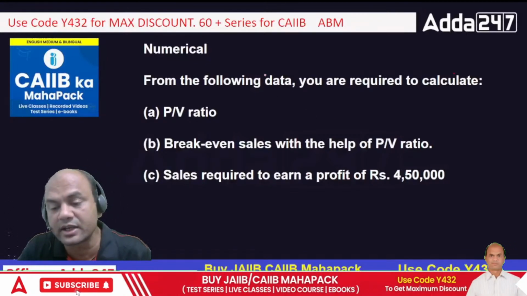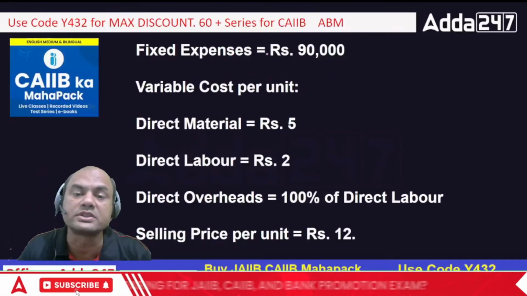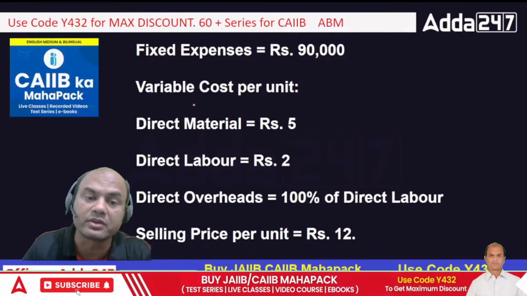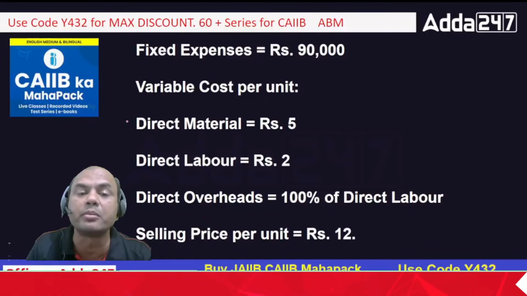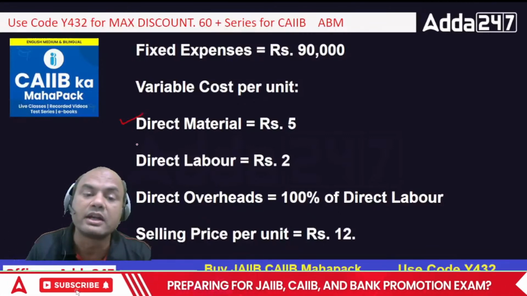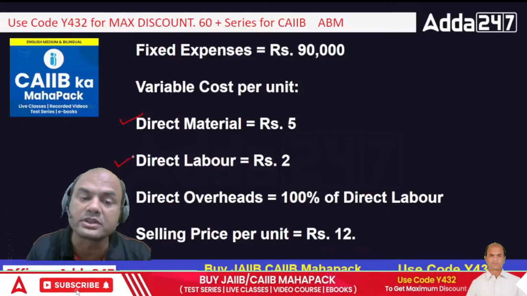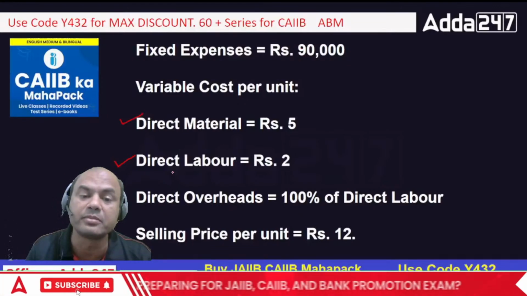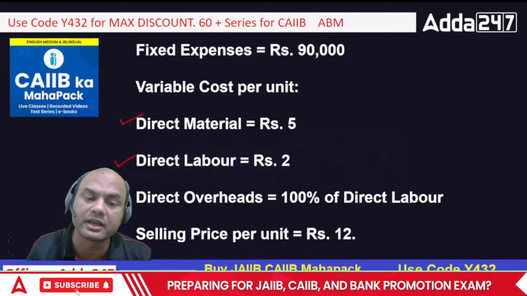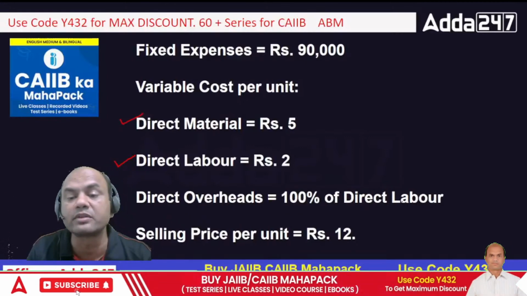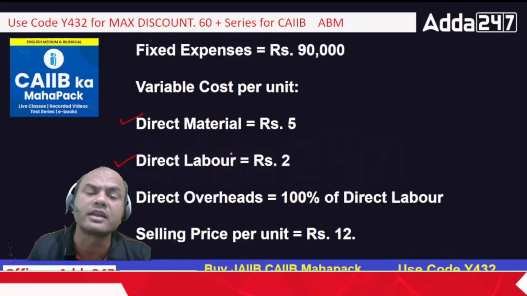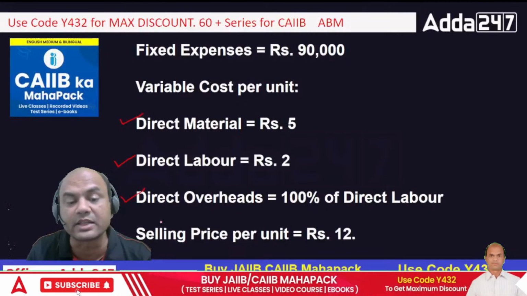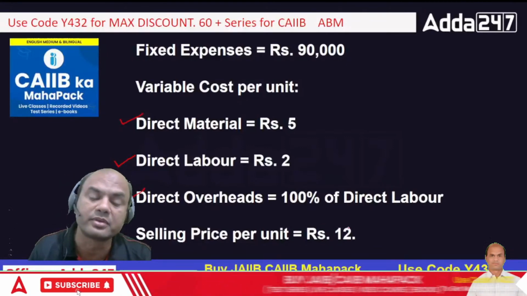But what is the data? Where is the data given? This is the data. Fixed cost is given as 90,000. Variable cost per unit is given as this. Look at the variable cost: direct material, meaning raw material, is a variable cost. Direct labor is again a variable cost. If I do lesser production, then lesser labor will be required. Similarly, material. Direct overheads are 100% of the direct labor, meaning other expenses on the labor, so these are also variable. And the selling price is given as 12 per unit.